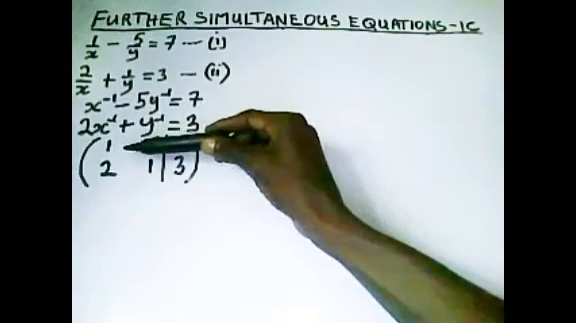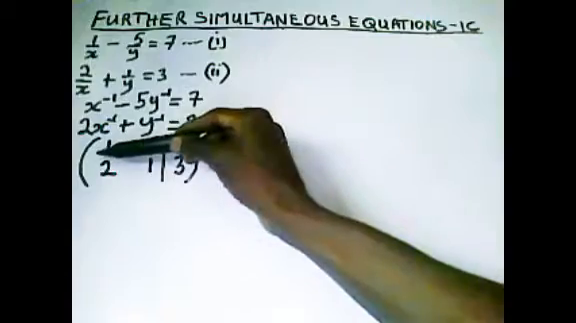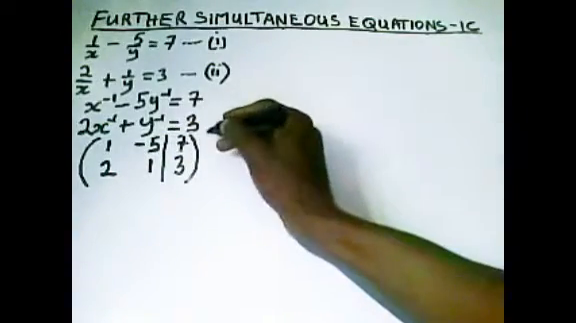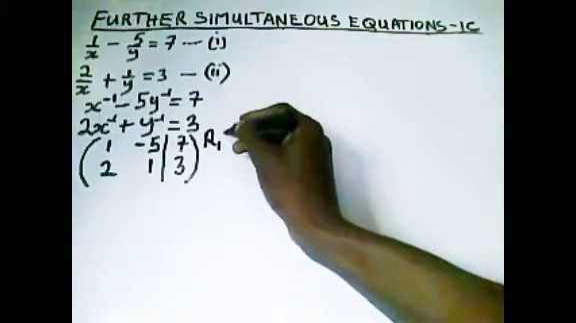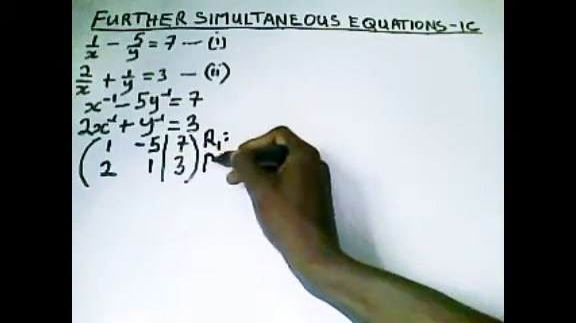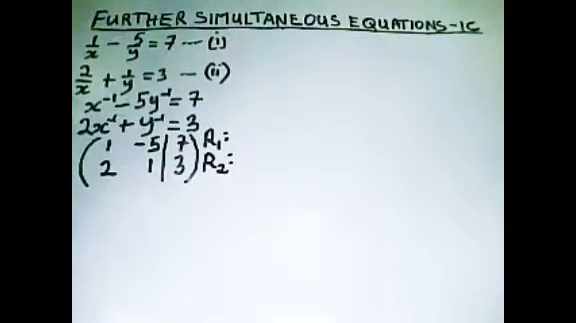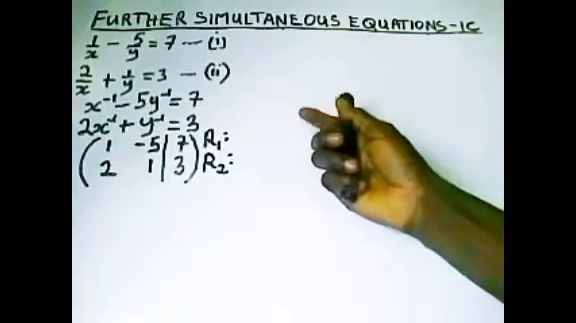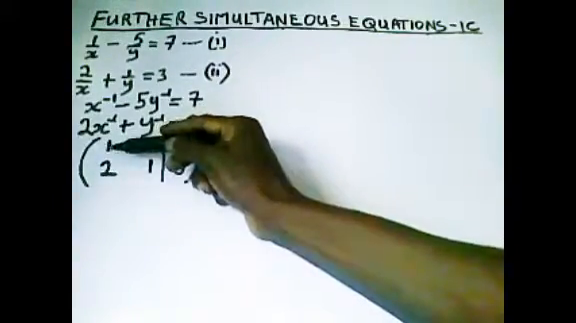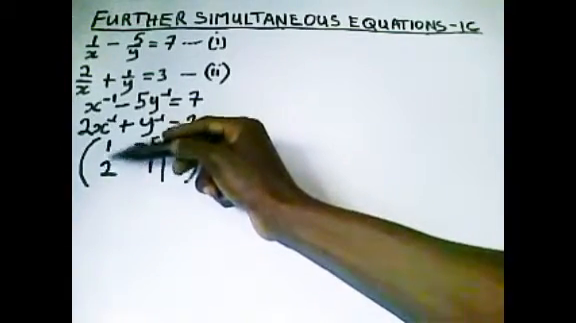At this point, we have 1 and minus 5 and 7 as the elements on the first row, so write it as row 1. Then 2, 1 and 3 as elements in the second row, so write it as R2. Alright, so what do we do with this? Now don't forget, we are using the idea of the elimination method. So which means in eliminating the coefficient for x power minus 1, we must make sure that the two coefficients are the same.